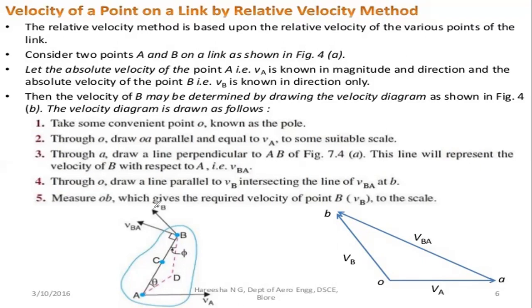So through O, I am drawing this line and intersecting it at point B. This is the intersecting position, and I am calculating the distance of the OB line and transferring it to the scale. So here I get the required velocity of the point B to the scale.